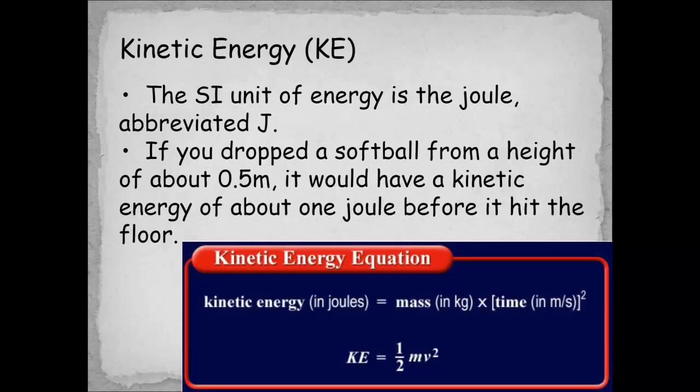And the kinetic energy equation: kinetic energy is equal to 1/2 mass times velocity squared. So the energy in joules is equal to the mass in kilograms times the velocity in meters per second squared. Now, we're not going to do calculations today. We're just focusing on the difference between kinetic and potential energy, but I do want you to keep this in mind moving forward because we'll talk about this more in this unit.